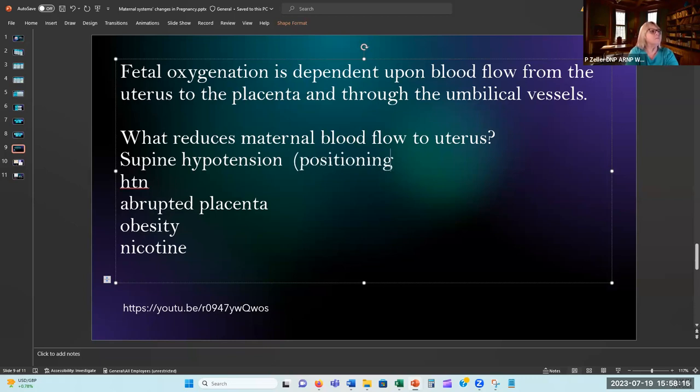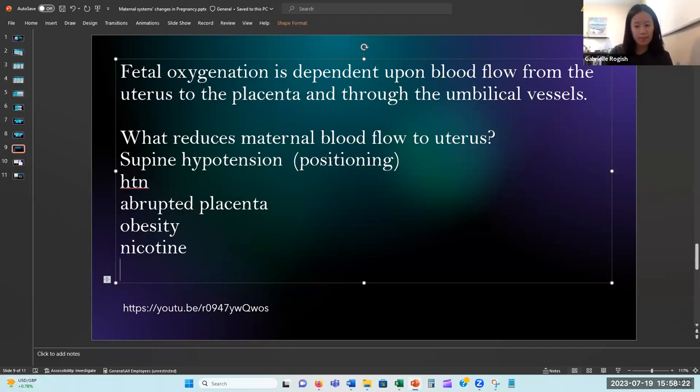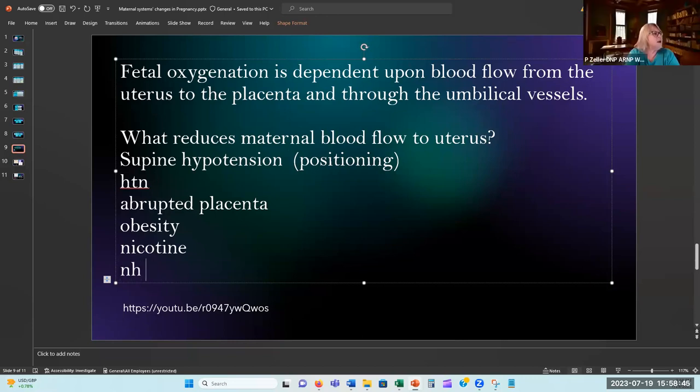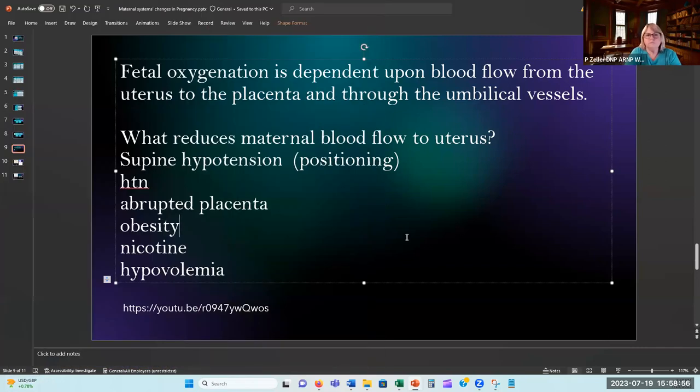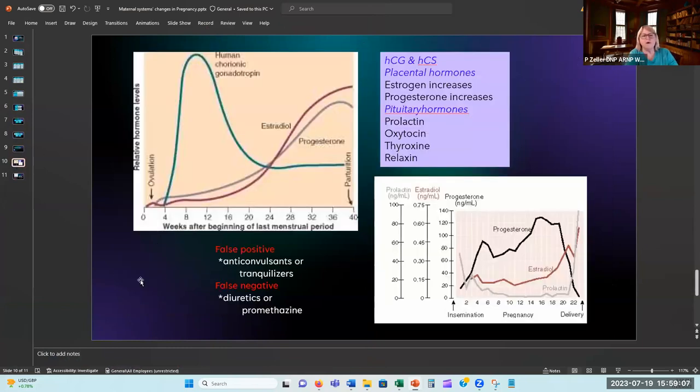What else? Poor nutrition. We're talking about, yes, it's true. Babies are smaller with poor nutrition, but we're talking about what's restricting blood flow. Wouldn't hypovolemia? That's what I was looking for. Hypovolemia. In other words, she doesn't have much blood, right? Blood loss. Anemia. Okay, good.